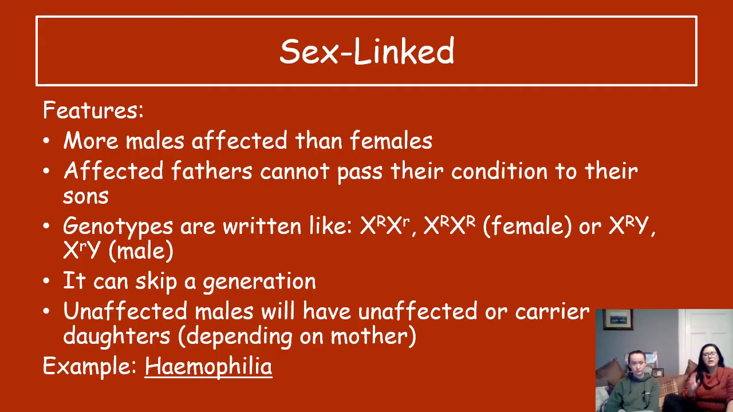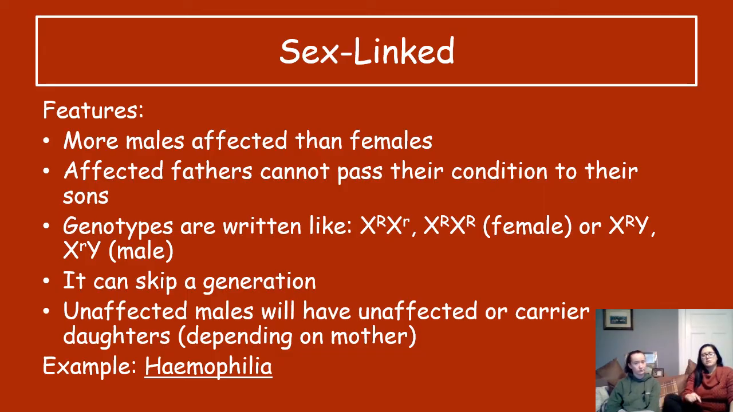Features of X-linked, or sex-linked: it can skip a generation. Unaffected males will have unaffected or carrier daughters because they pass on their unaffected X chromosome, and that depends on the mother. So the mother will determine whether they're a fully unaffected female or a carrier daughter. Now, an example of this is hemophilia. What we see with hemophilia is that it affects more males than females.